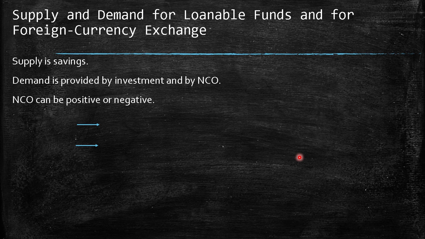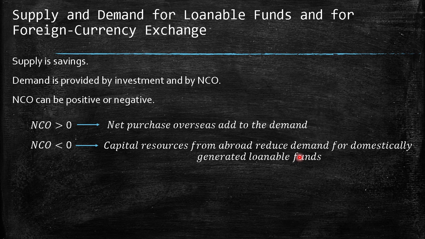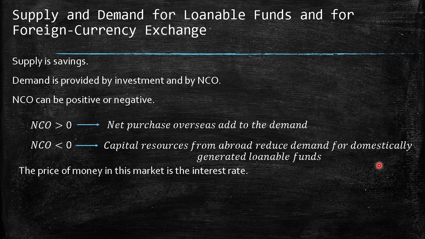assets abroad, basically. We know that the net capital outflow can be positive or negative. Let's recap that. When the net capital outflow is higher than 0, net purchases overseas add to the demand, so we are acquiring more assets abroad. In the other case, the opposite, the capital resources from abroad reduce demand for domestically generated loanable funds. It means that foreign people are buying more and more domestic assets.